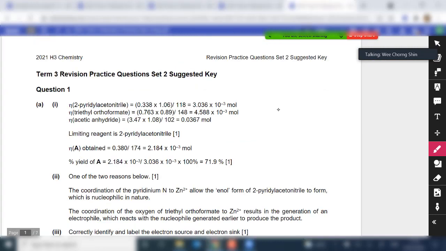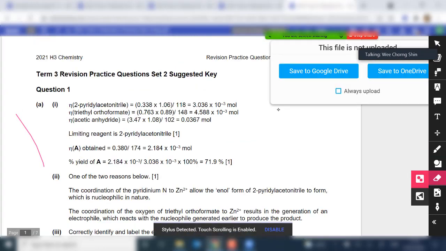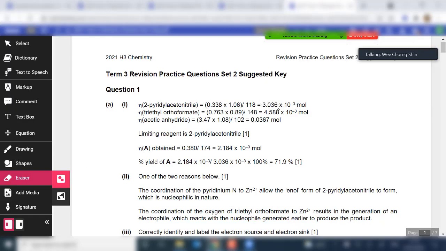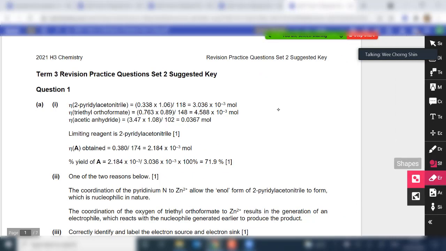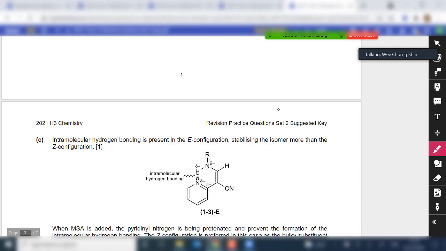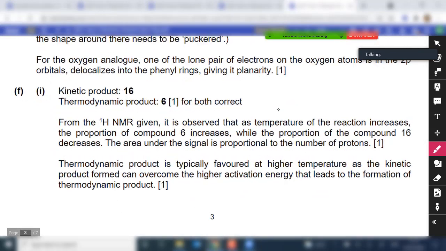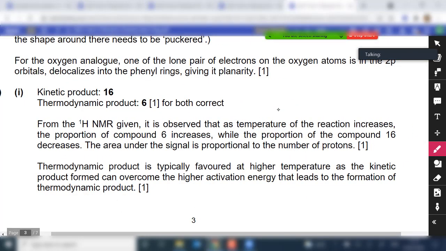In case you are wondering, don't worry, we'll upload the answer for you all. But I just want to showcase this. In case you're wondering, what do we look out for? Very simple ideas also. Our answers are always very short. So greater proportion, the signal is proportion. Just hit the main point.